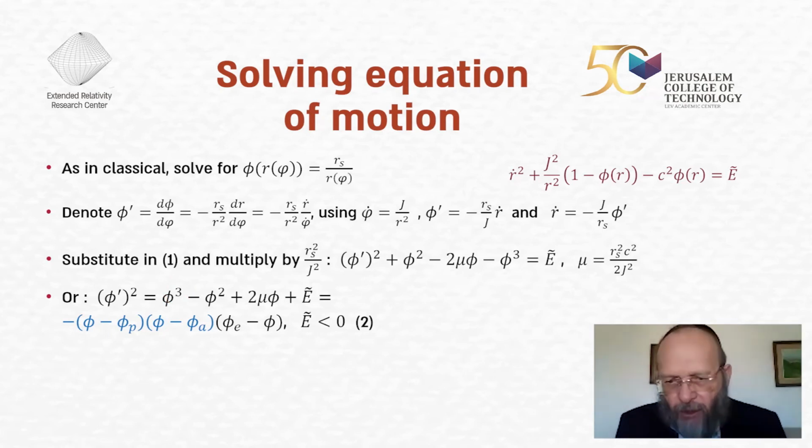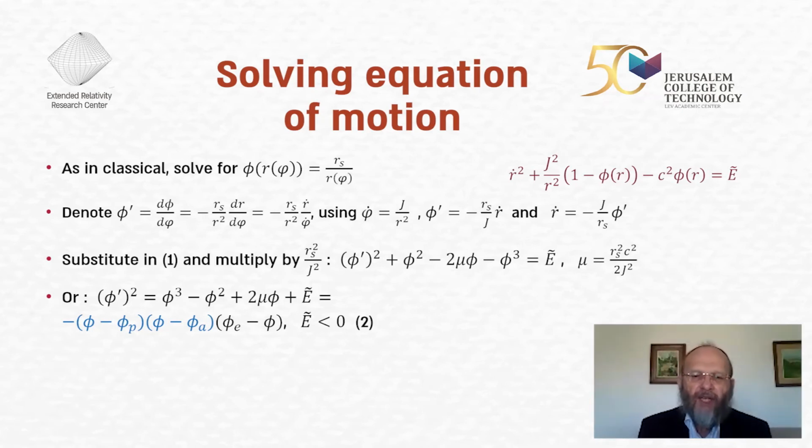Why is it close? Phi is Rs over R, which in general is a very small number. For Mercury, it is of order 10 to the power minus 7. It's a unit-free number, absolute values. It's a small number, so phi squared is even smaller, and phi cubed is much smaller. So really, this is an approximation to the classical orbit.